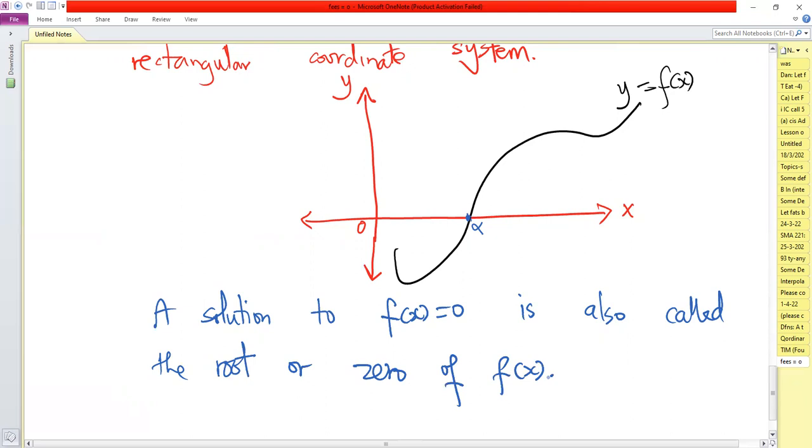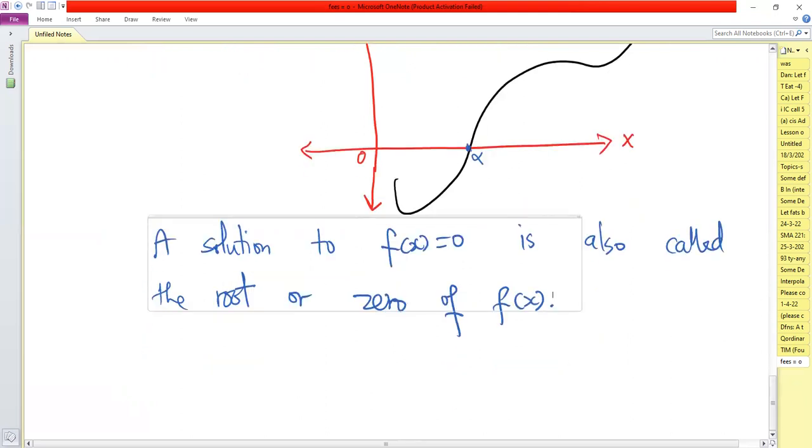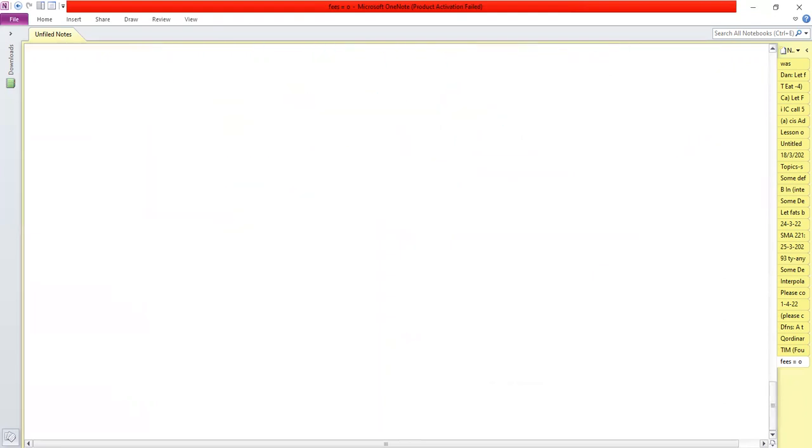So root, solution, or zero are actually synonyms. Now, we have said that we are going to be solving the equation f of x equals 0, where f of x is either algebraic or transcendental. And in most cases, the structure of the function f of x is nonlinear. So the objective, let's call this one equation 1.